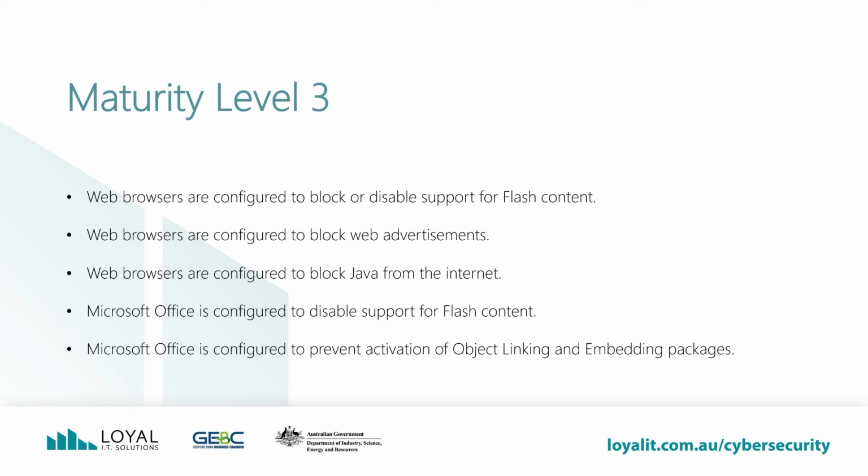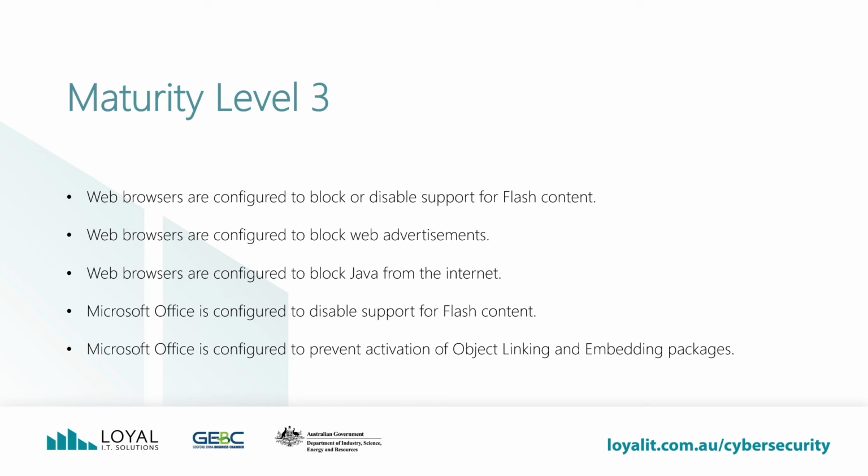To be compliant with maturity level 3, we need to ensure the following. Web browsers are configured to block or disable support for Flash content, which, as discussed, is done by default in modern browsers. Web browsers are configured to block web advertisements, which can be done with browser extensions, but raises ethical questions. Web browsers are configured to block Java from the internet. Like Flash, this is done by default.